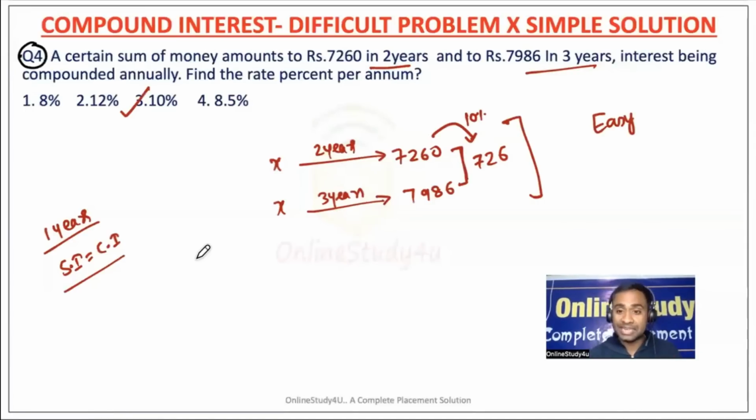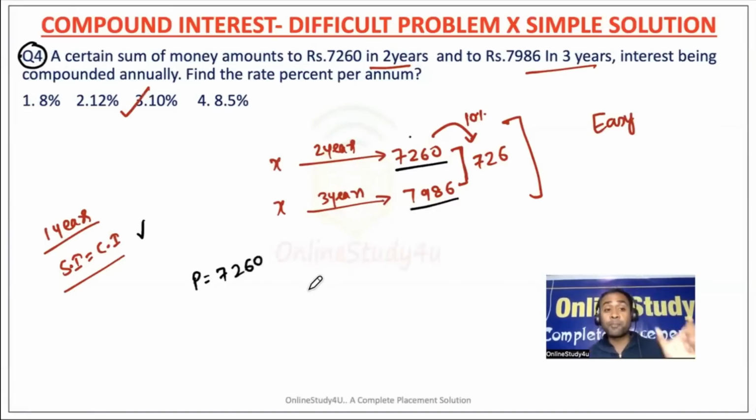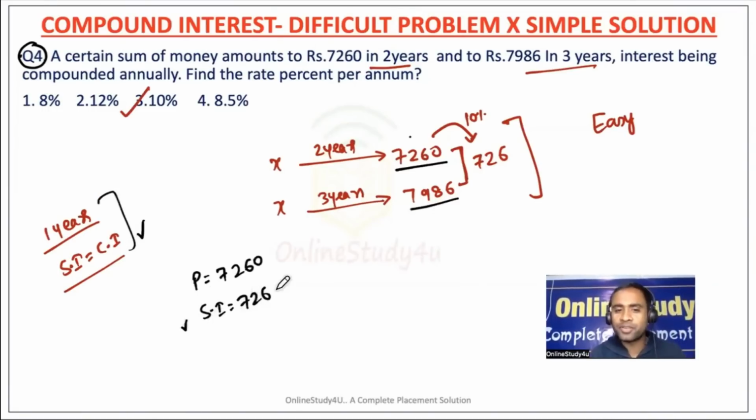For this, why would you need any kind of tricks, right? So here you see, you invested some money, it became 7260, and in 3 years it is 7986. So basically this will become your principal, because as I said, for 1 year your simple interest and compound interest will be same, right? And what is the interest? So interest, it is 726. Why are we taking simple interest? Because for 1 year simple interest and compound interest is same.